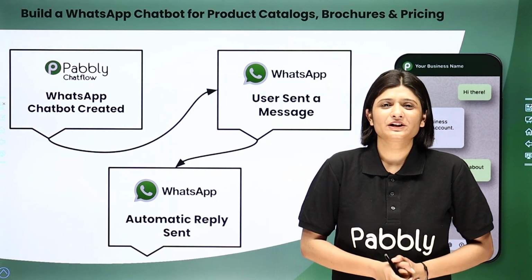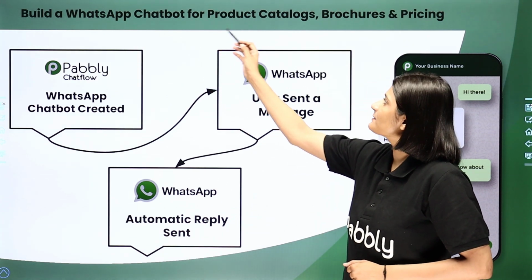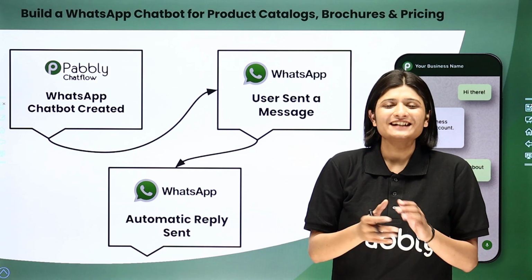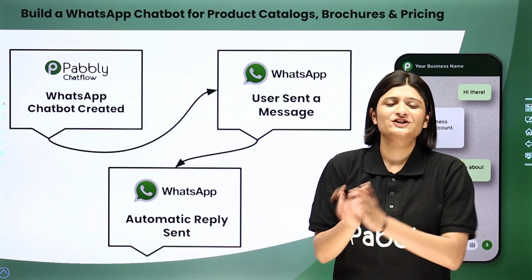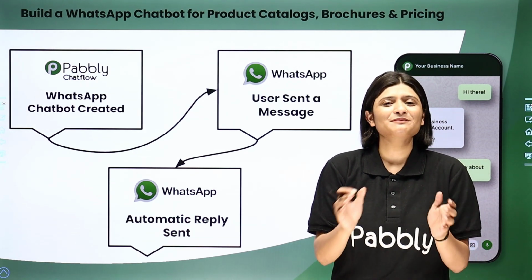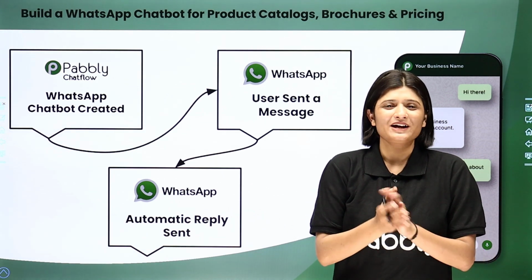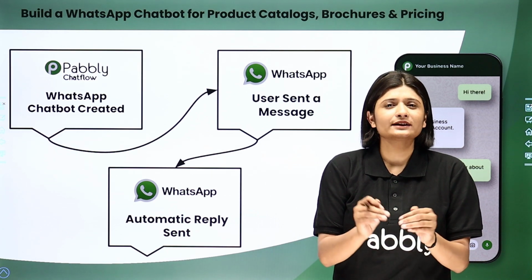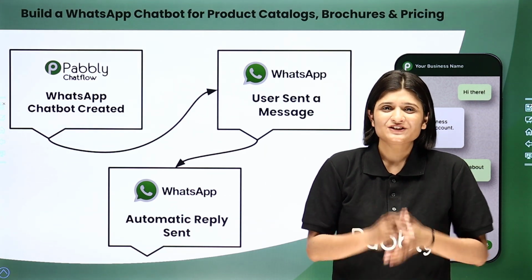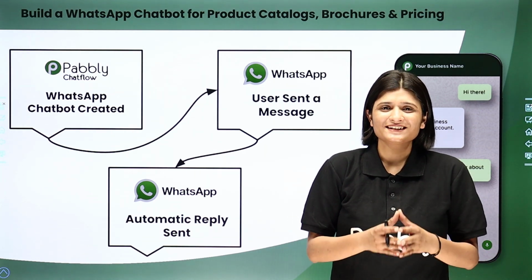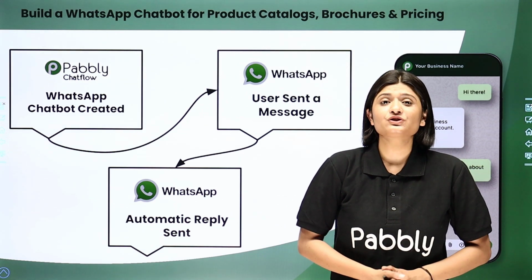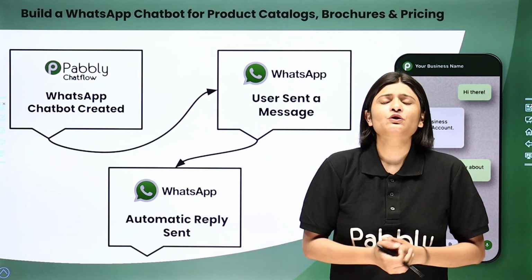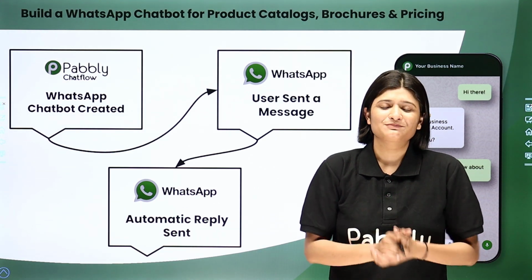In this video, we are going to learn how to build a WhatsApp chatbot for product catalog, brochures and pricing. So let's suppose I am running a fashion collection store and I am receiving many messages and queries on my WhatsApp. I am manually replying to all of these messages and doing this is taking a lot of time. So I am going to completely automate this process, and to do this automation, I am going to create a chatbot with the help of Pabbly Chatflow, which is instantly and automatically going to reply to all of these messages.